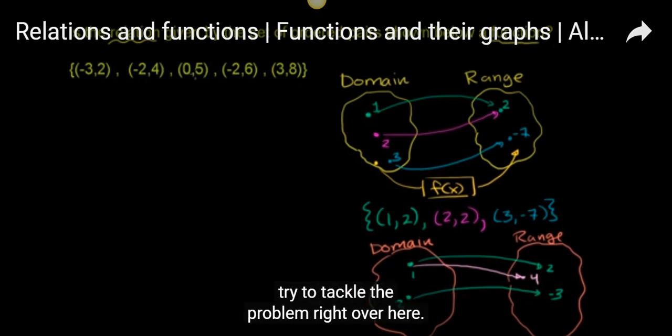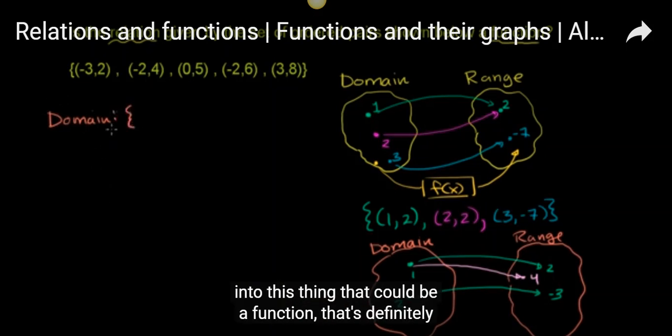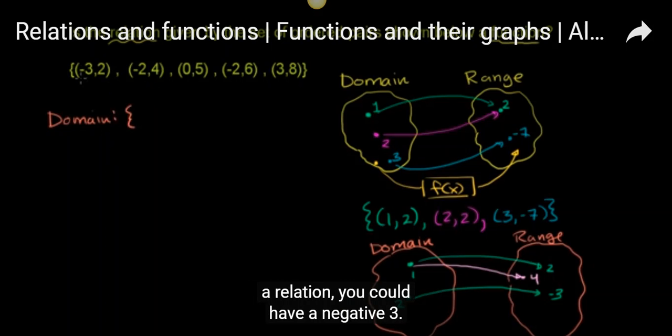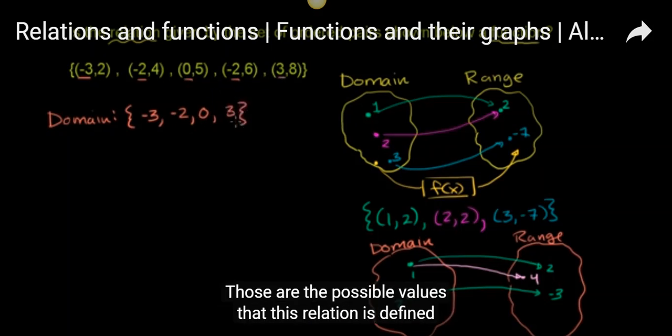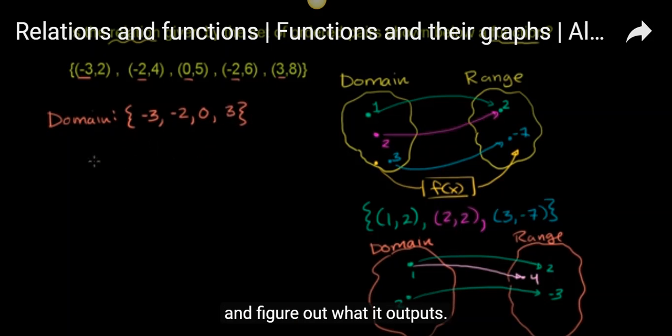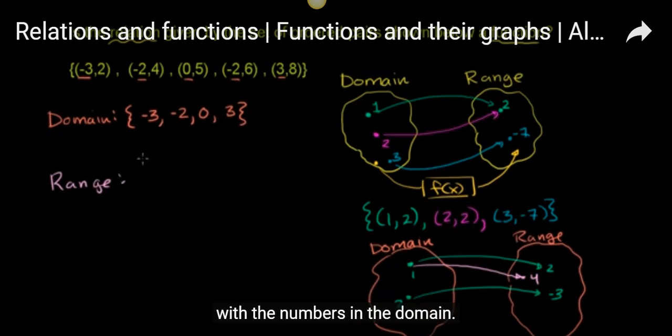Now with that out of the way, let's actually try to tackle the problem right over here. So let's think about its domain and let's think about its range. So the domain here, the possible x values or inputs into this thing that could be a function, that's definitely a relation. You could have a negative 3, you could have a negative 2, you could have a 0, or you could have a positive 3. Those are the possible values that this relation is defined for, that you could input into this relation and figure out what it outputs. Now the range here, these are the possible outputs, or the numbers that are associated with the numbers in the domain.